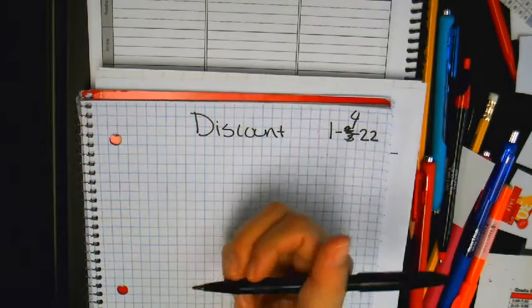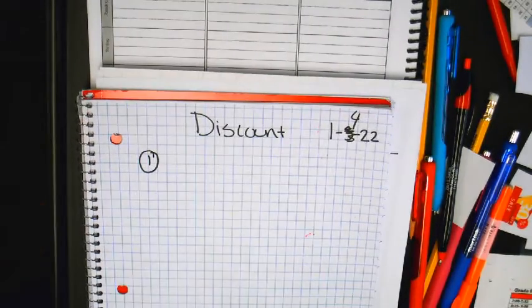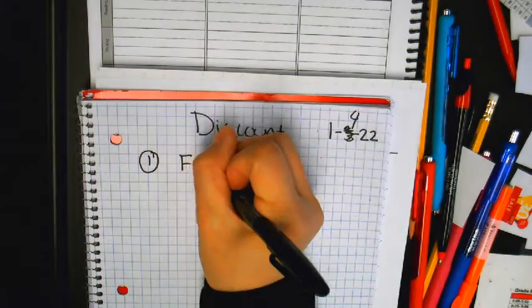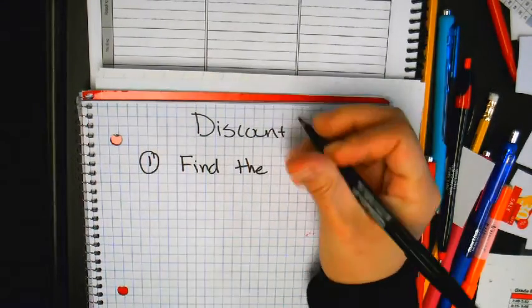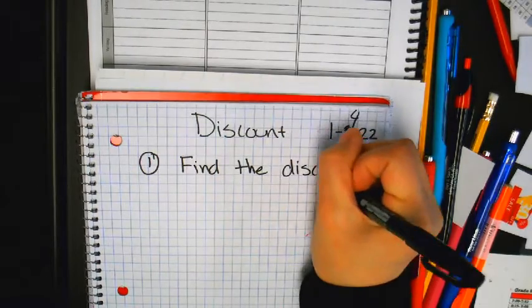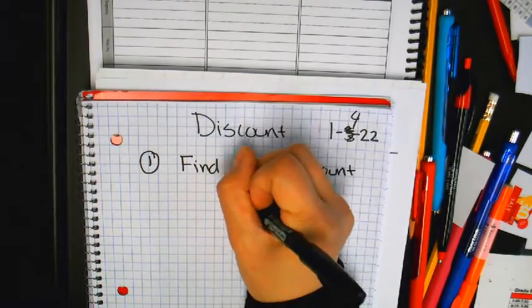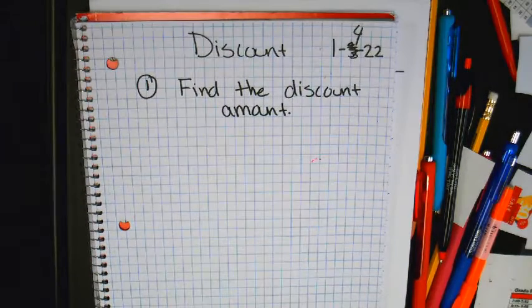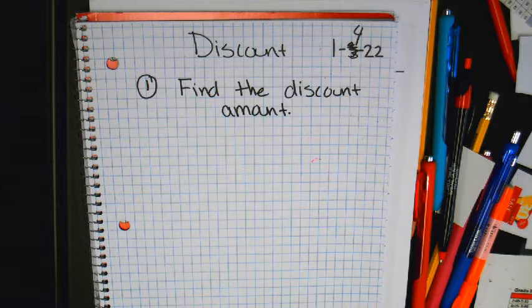There's 2 steps for discount. Step number 1, we're writing this down, is you're going to find the discount amount. As in, how much are you going to save? Are you going to save $2 or are you going to save $100? Because what they tell you is a percent. Hey, you're saving 20%. Cool. Is that $20? Not necessarily. How do I do this?